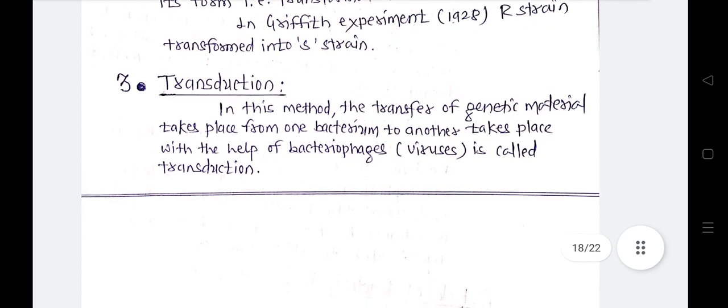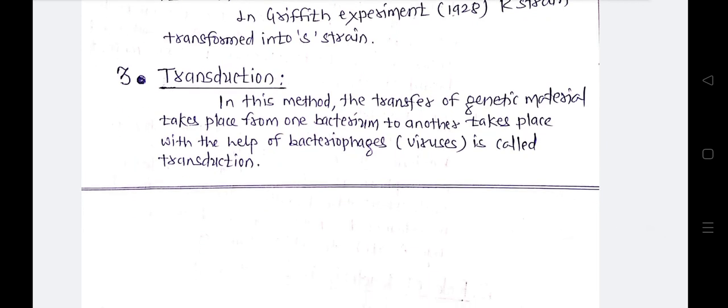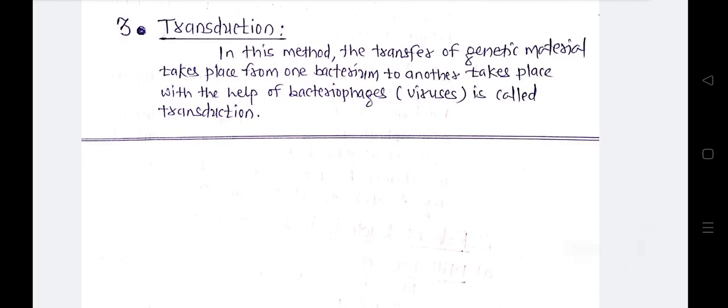The next method of sexual reproduction is transduction. In this method, transfer of genetic material takes place through viruses. Certain viruses like bacteriophages transfer the genetic material from one bacterium to the other, and transduction takes place. So this is all about reproduction in bacteria.